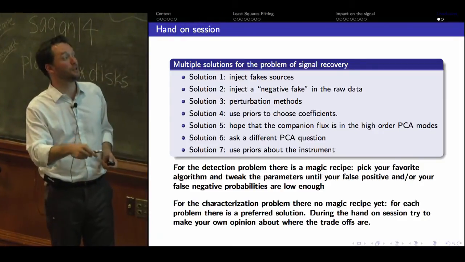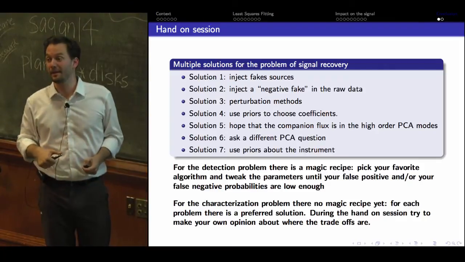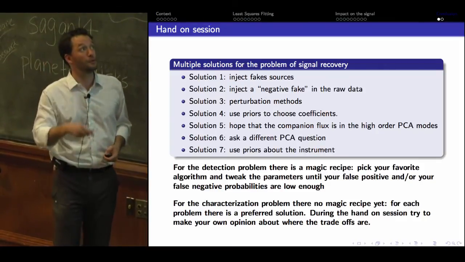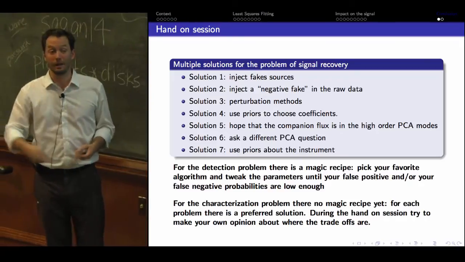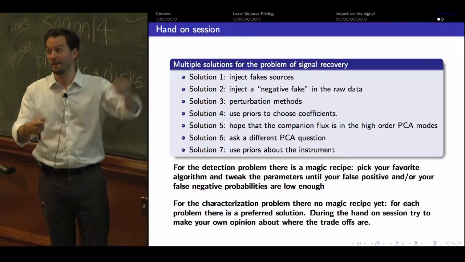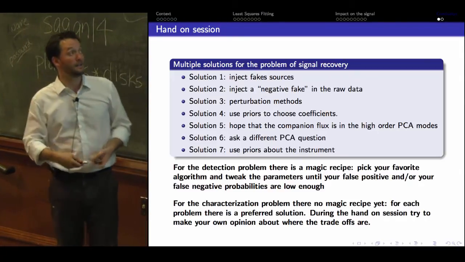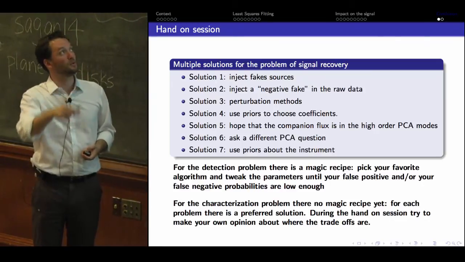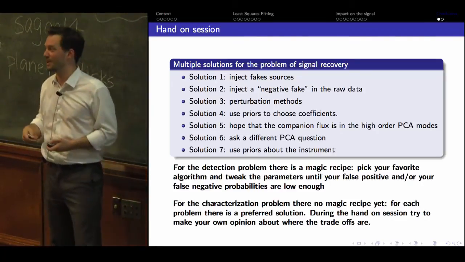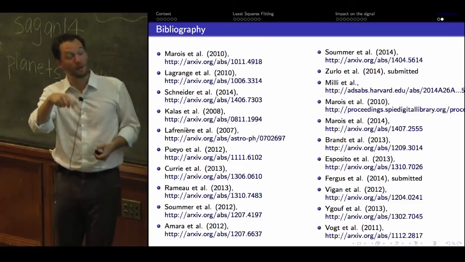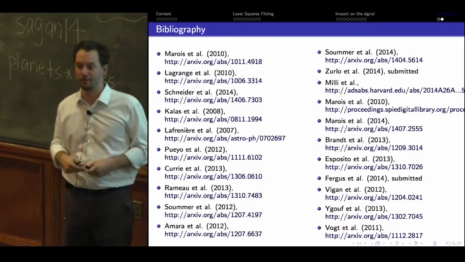For the characterization, though, there was really no magic recipe yet. And I think that during the hands-on session, you're going to play and see what all these methods really do on the data. And then hopefully you're going to be able to choose between these solutions, or the next one you figure out. And this is the list of papers that I had in here if you want to go there.